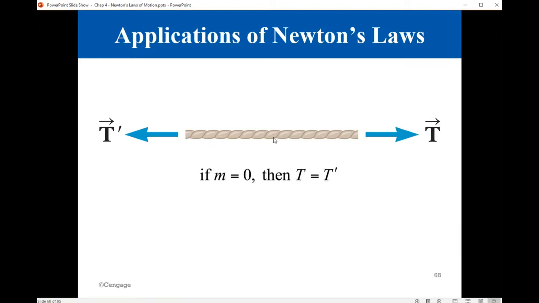If you have a rope like this with two tension forces, they must be equal. If they are not equal, the rope will break. This is assuming it has no mass. Mass is 0. So if m is 0, then T must equal T prime.